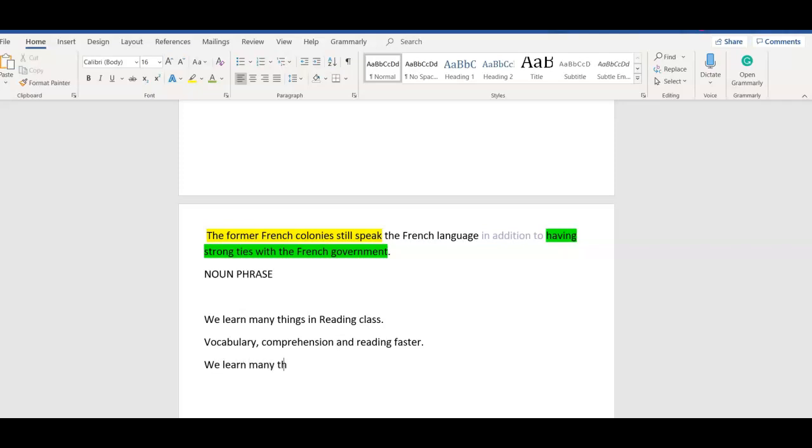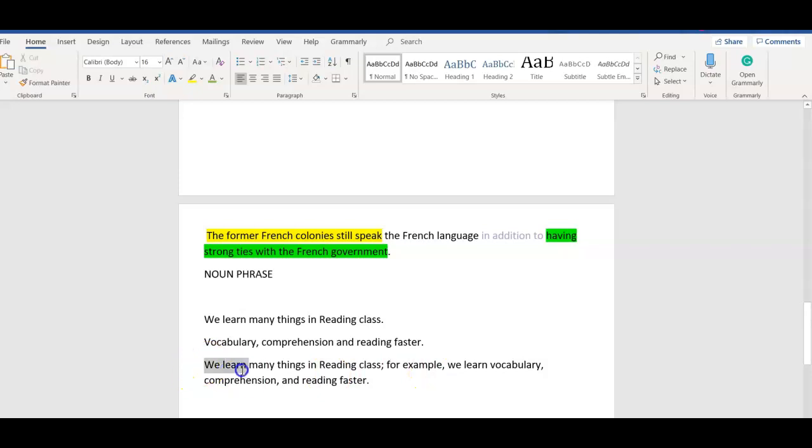We learn many things in reading class. I can say period. For example, comma. Now I need a new subject and a verb. I cannot just put this list because I need a new subject and verb. So I will say, for example, we learn vocabulary, comprehension, and reading faster. Okay, if I want to punctuate this a little bit differently, I could also put a semicolon here and a comma after.